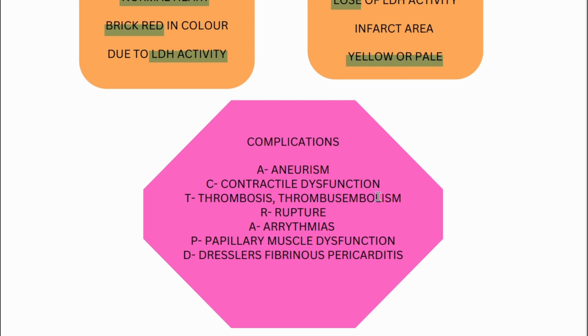Next one is complications. There are different types of complications in myocardial infarction, and the hint that you can remember is A, C, T, R, A, P, D. So this is the mnemonic that you can remember.